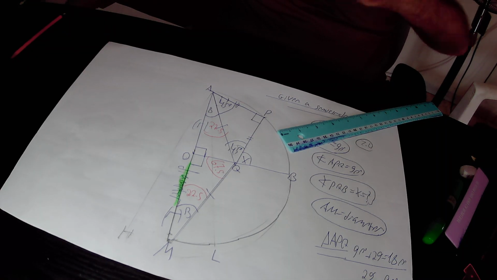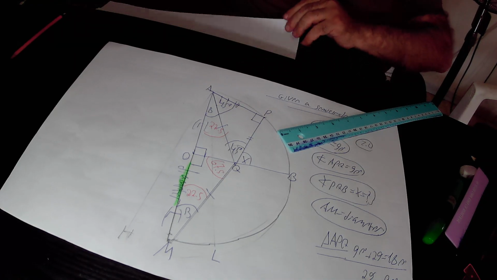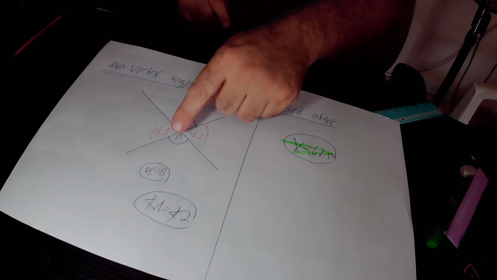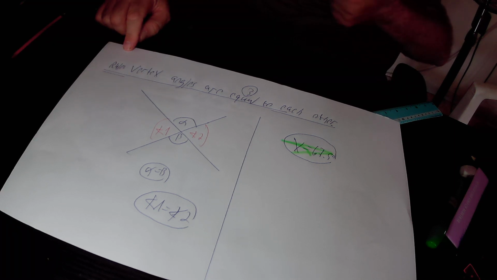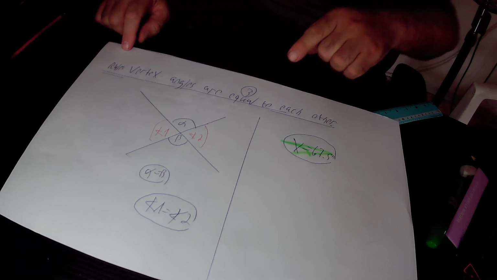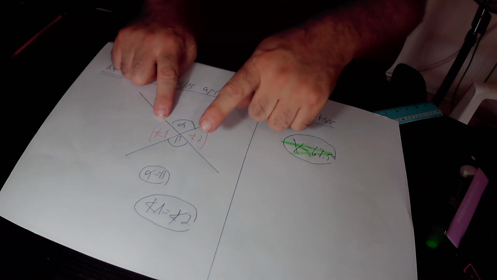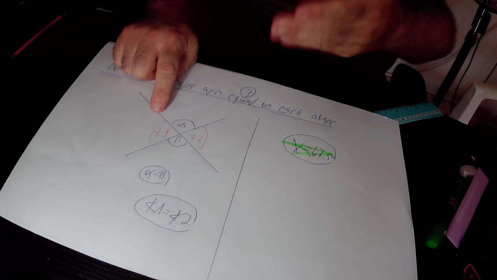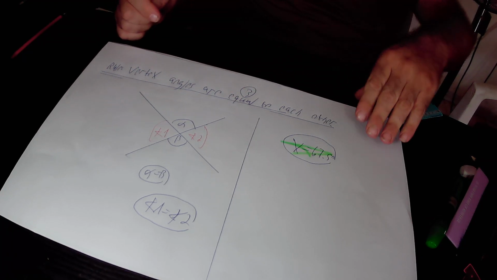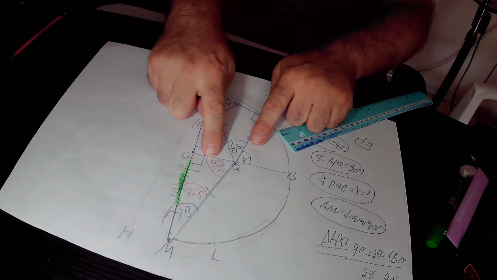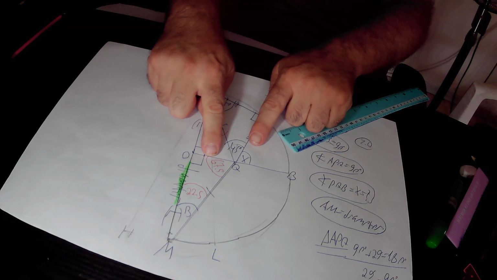In the next step, we implement the rule that vertex angles are equal to each other in our drawing. Those two angles are defined as vertex angles and are equal to each other. That is to say, alpha equals beta. Those two angles are also defined as vertex angles and are equal to each other. That is to say, angle 1 equals angle 2. So you can actually implement this rule in our drawing, because in our drawing we have those two angles that are defined as vertex angles, and they are equal to each other.